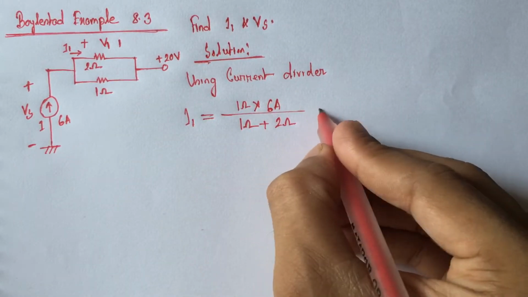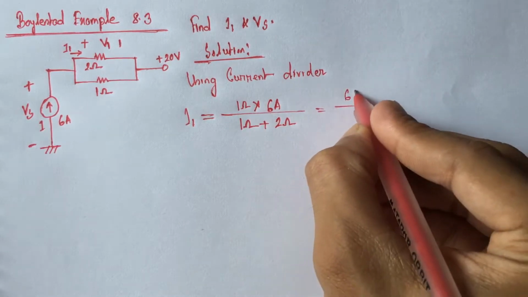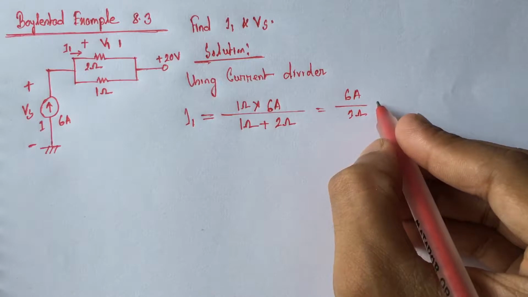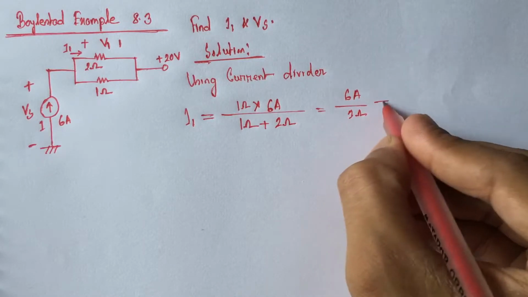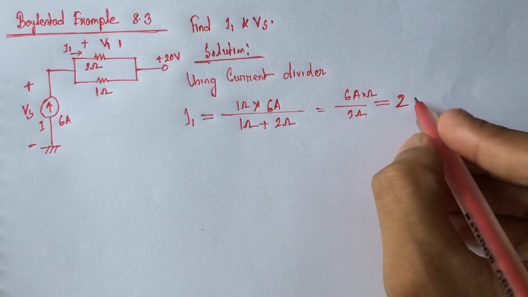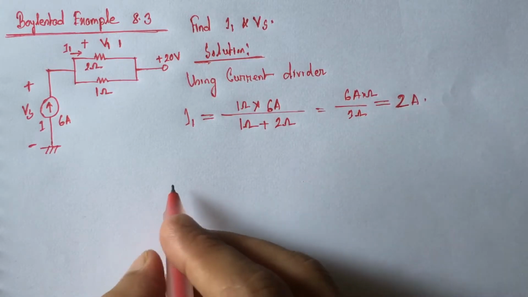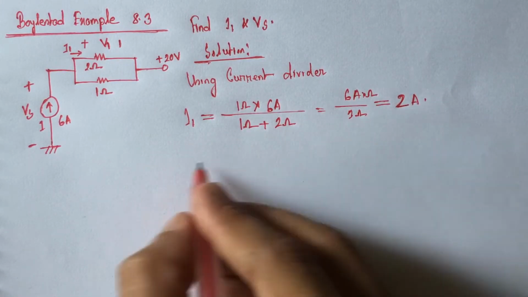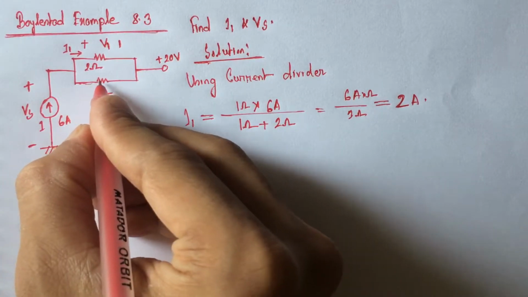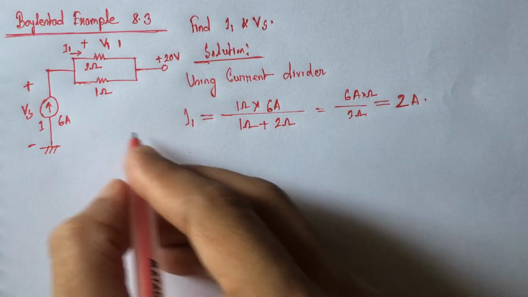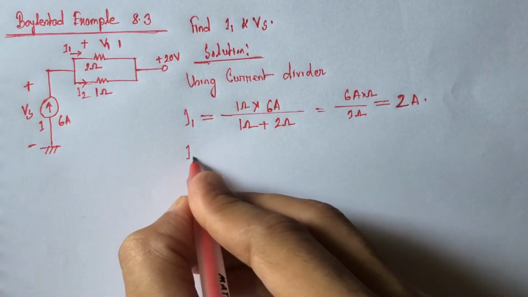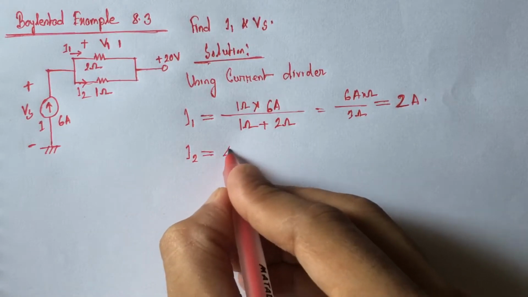So this is 6 ampere by 3 ohm. This is 2 ampere. Now since I1 is 2 ampere, the current flowing through this point is 4 ampere. Let this current be I2. So I2 is 4 ampere.